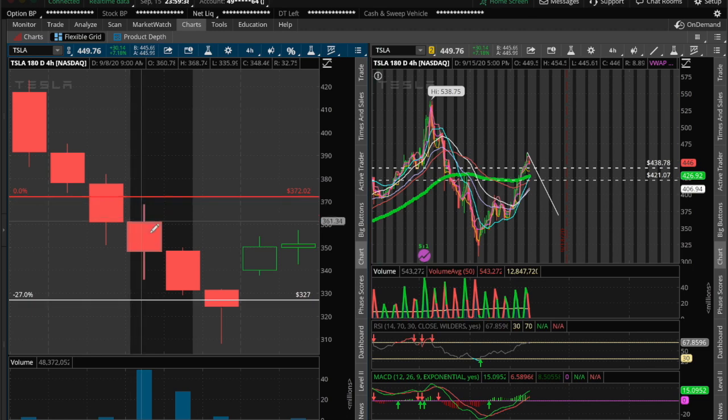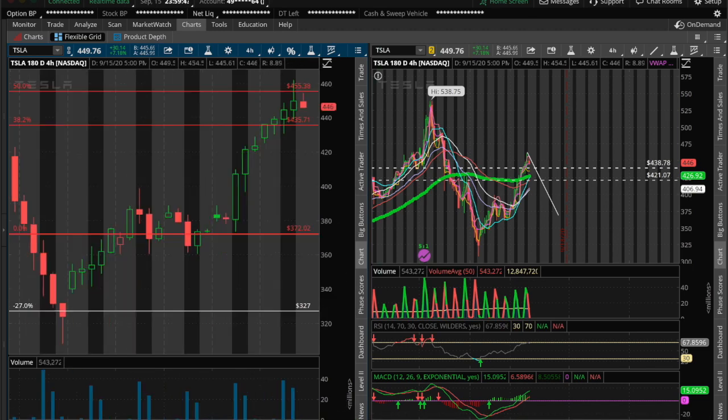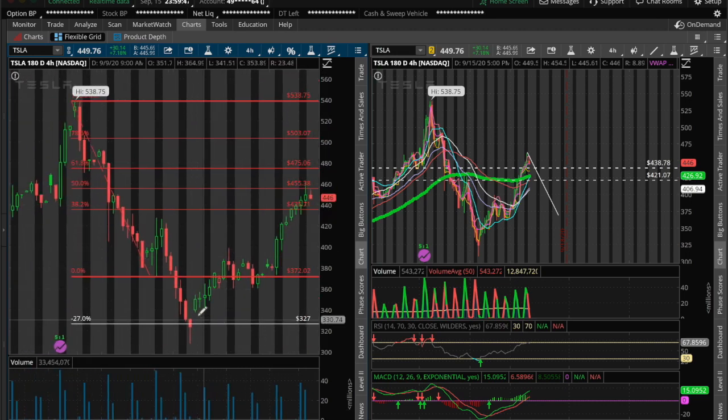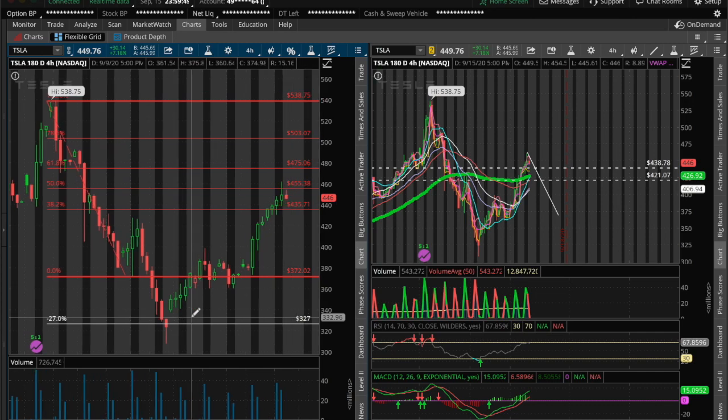Literally broke it, bounced right off of this. Zoom out a little bit. And it's been going back up. So after it broke here, you would have known it's gonna go to that one.